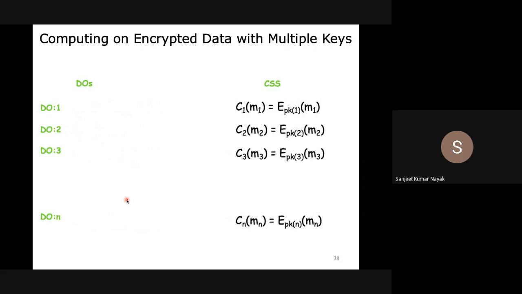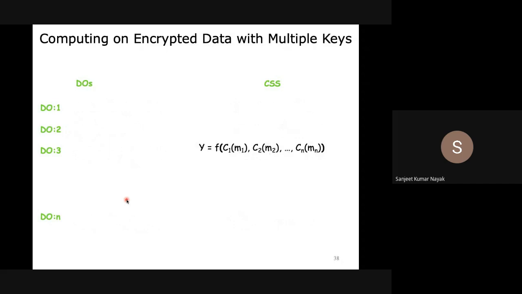Now what will the cloud storage server do? It needs to do a computation over this. So we need to solve this problem. That is our job. How can we solve this problem?